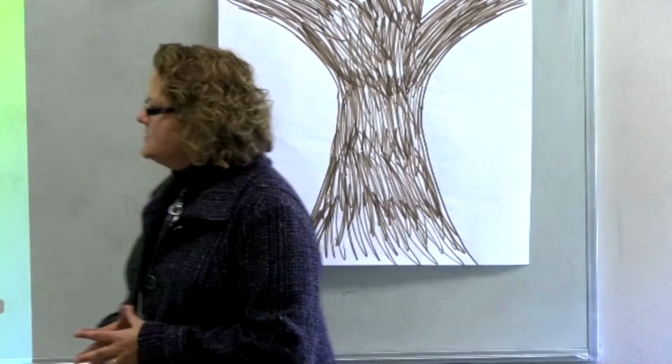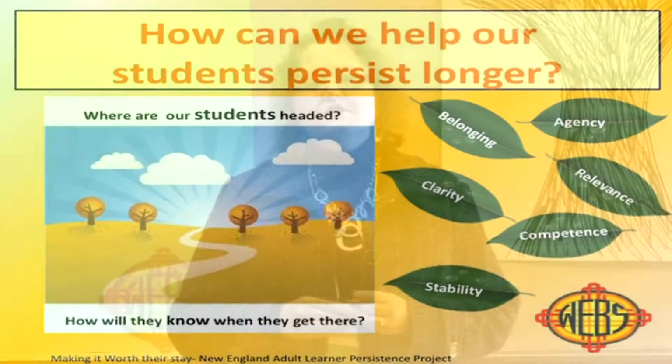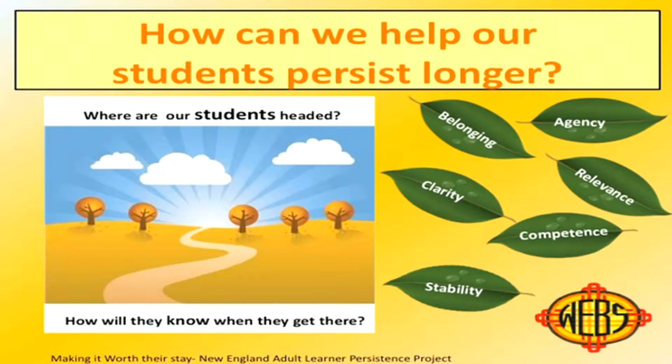Okay, well, one of the largest persistence studies was done over a number of years, and what came out of it were some core values that adult basic education programs needed to have in place in order for students to persist. And they are: a student needs to have a sense of belonging. So what does that mean?